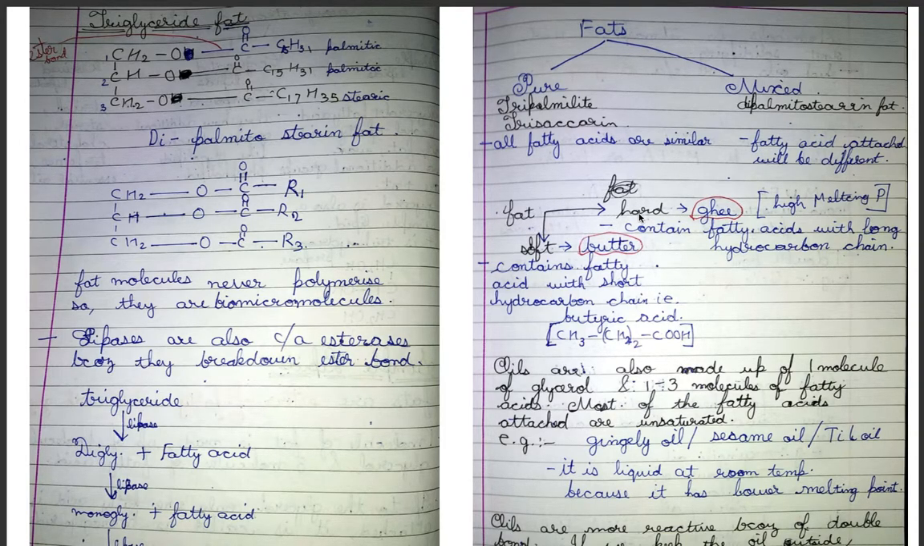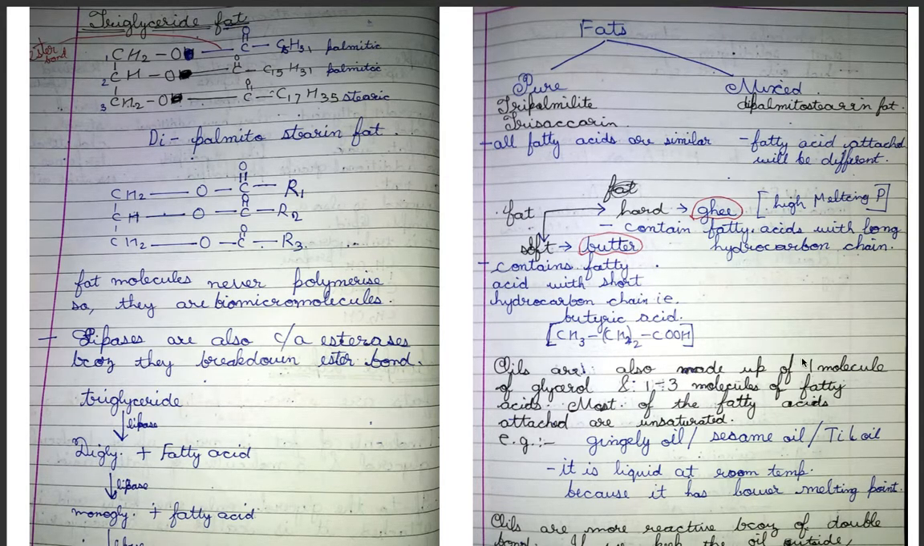Hard having the long hydrocarbon chain. The hydrocarbon chain is very long here. Now example is ghee. Soft is butter, for example. Now it contains a short hydrocarbon chain, like butter is having butyric acid, that is CH3 CH2 whole 2 COOH.